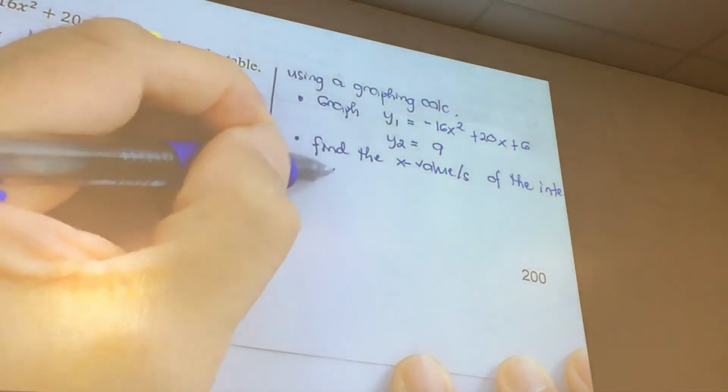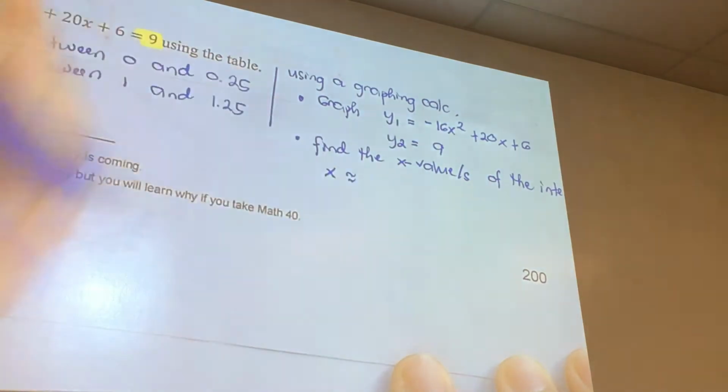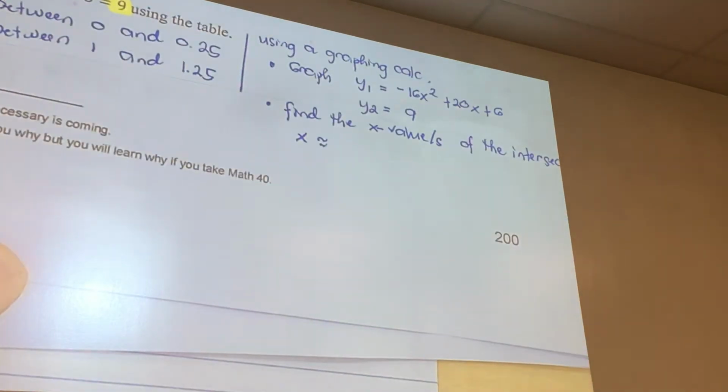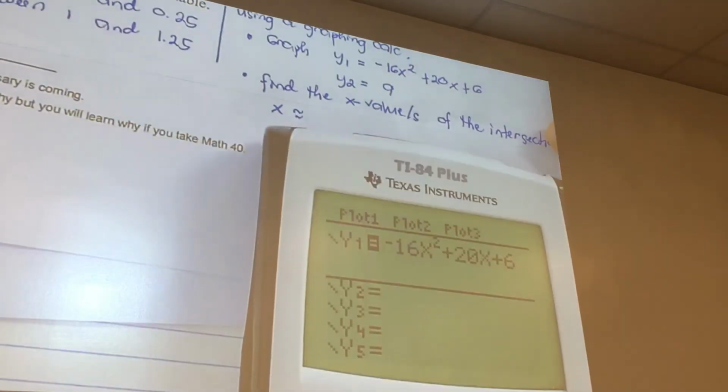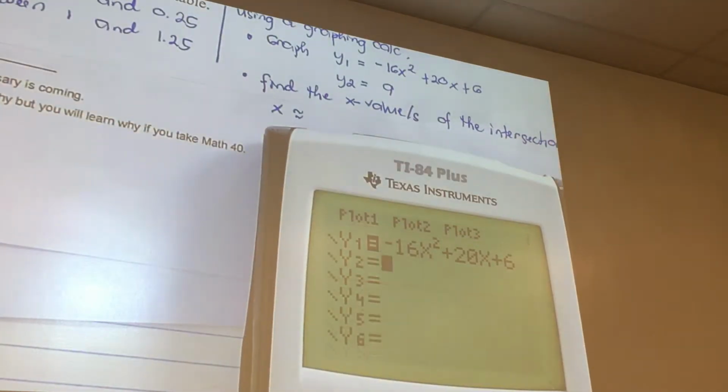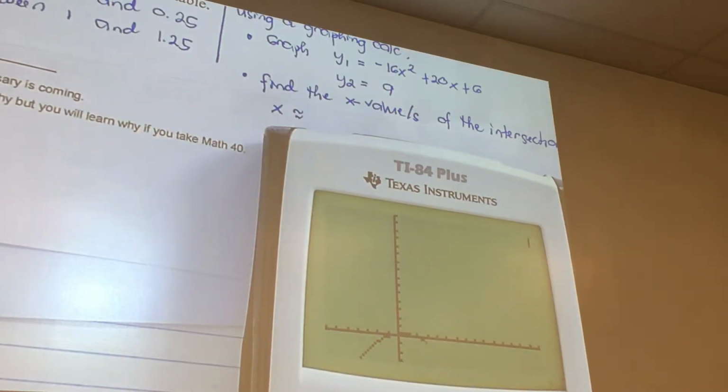Alright, so there are two values that we're going to get here. So I'll just say x approximately. So let me go back to my y equals, and then put 9 here. Graph. My graph is not good, is that right? So I have to make some changes, correct? Which one shall I do? Shall I change the window?